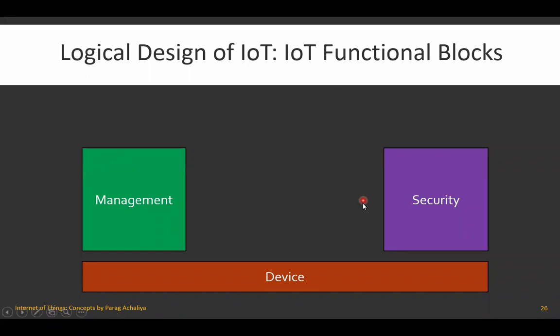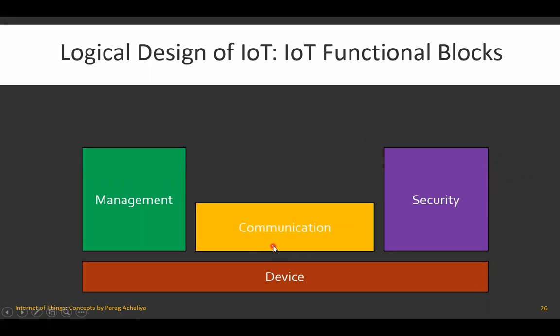Then there will be the communication between various devices. As I already told you, the communication can be either data sending, data receiving, or data sending as well as receiving, which are the types of communication that can take place in your IoT application.